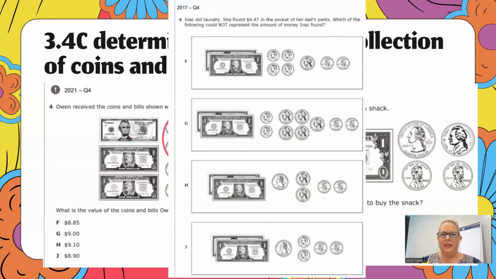And then 2017, look at this question. Woo. So they have to count up the bills and the coins for all 4 answer choices, and look, it's a not question. So all of them are going to add up to $6.47 except for one. I can see this type question being on Star this year and being a multi-select, where they have to choose the 2 that are $6.47.